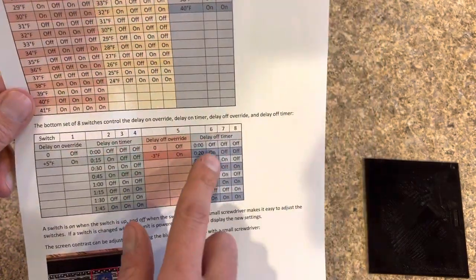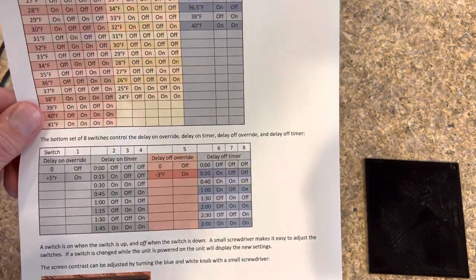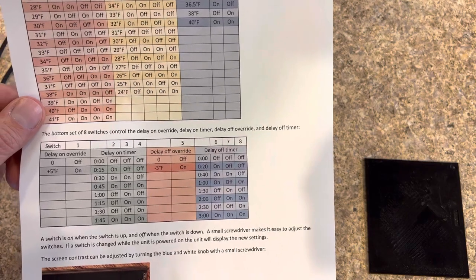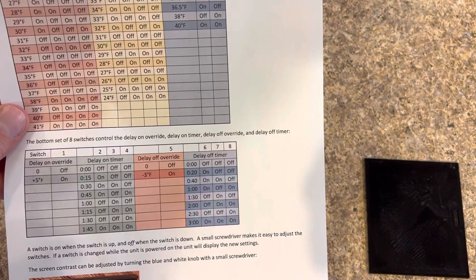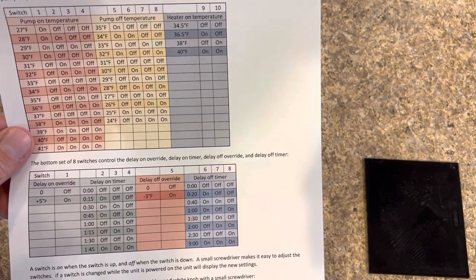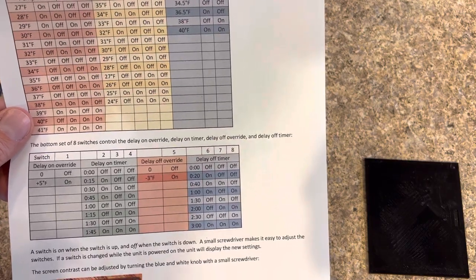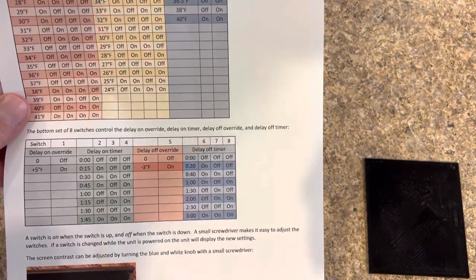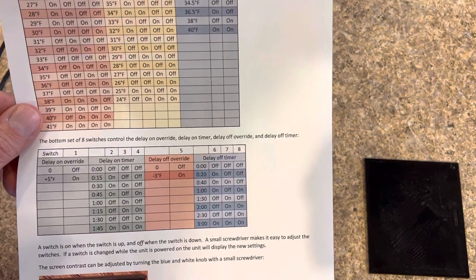And the same is true for the delay off timer. So oftentimes the sap inside the tree is much warmer than the ambient air temperature. And so if the temperature drops below your shutoff temperature, say it's 27 degrees, but it was a really warm day and you want your pump to continue pumping, you can say continue pumping for another hour after it reaches the shutoff temperature.